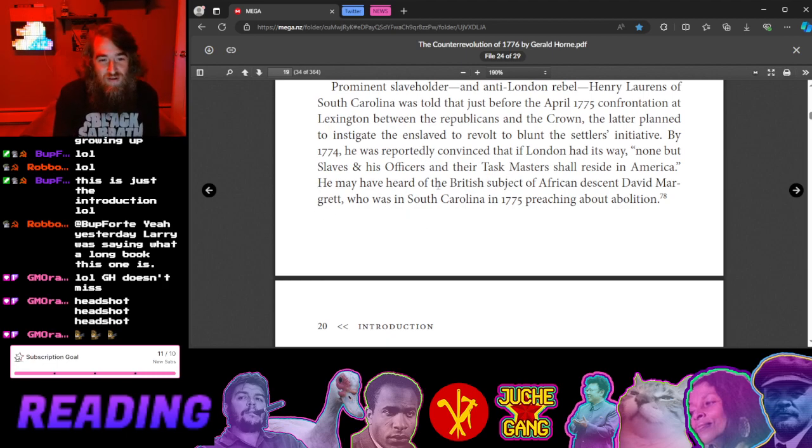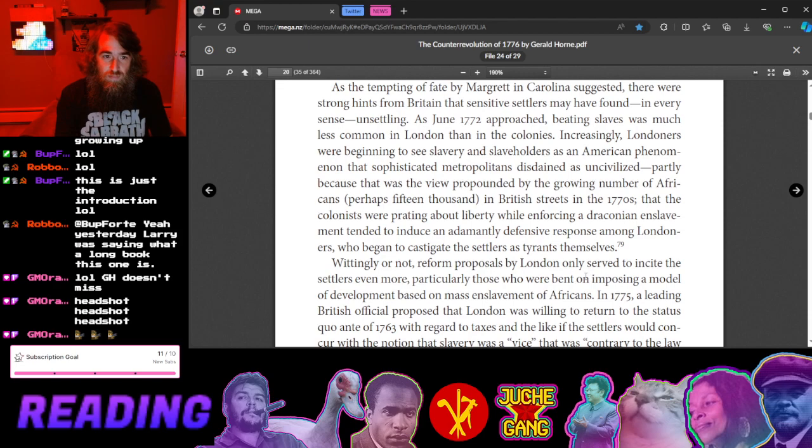He may have heard of the British subject of African descent, David Margarette, who was in South Carolina in 1775 preaching about abolition. As the tempting of fate by Margarette in Carolina suggested, there were strong hints from Britain that sensitive settlers may have found in every sense unsettling.